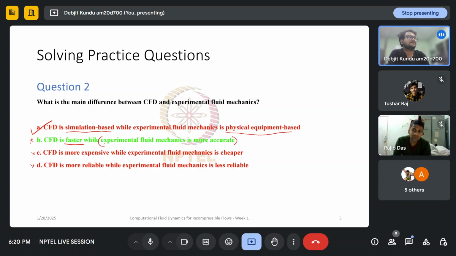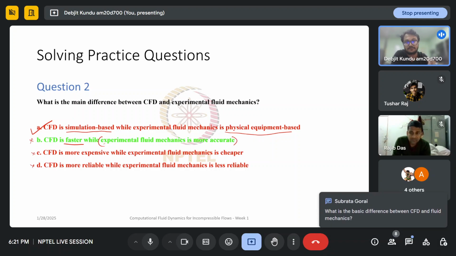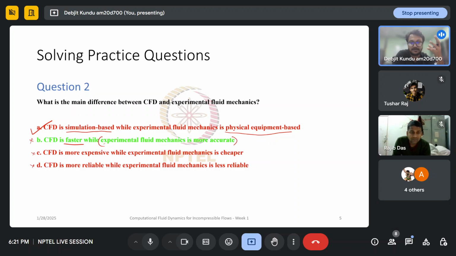Then coming to option C, CFD is more expensive while experimental fluid mechanics is cheaper. Anyone who has done some sort of experiments will tell you how expensive the diagnostic equipment for experimental fluid mechanics is. And CFD used to be very expensive, and is still pretty expensive now, given that the computational power of our devices is increasing exponentially day by day and getting cheaper as well. So that's why option C is wrong.